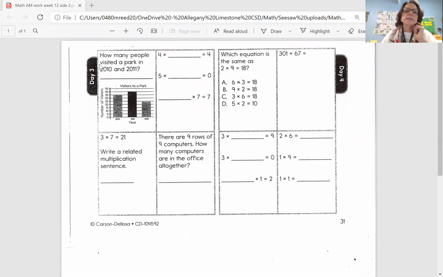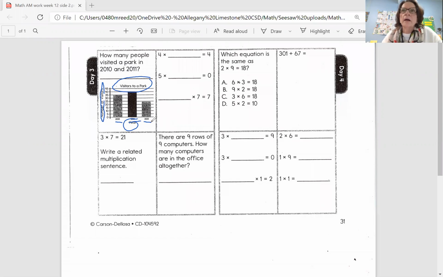So the first question is assessing our skill with bar graphs. How many people visited a park in 2010 and 2011? So if we look at our scale here, let me just get my annotate feature up here. Okay, if we look at our bar graph here, we have our scale that indicates the number of visitors. And then we have our different years down here, 2010, 2011, and 2012. And it shows year right here, so we know that those are the years. And the name of the graph is visitors to a park.